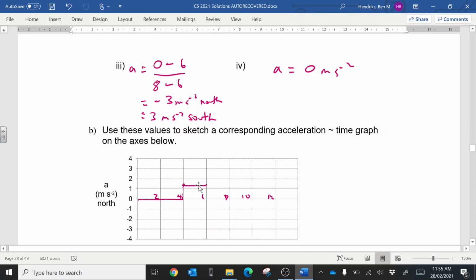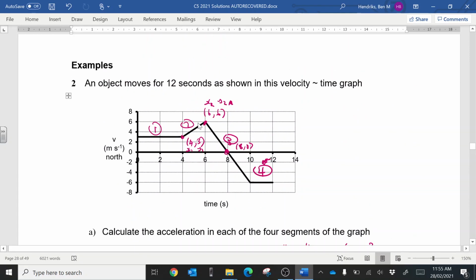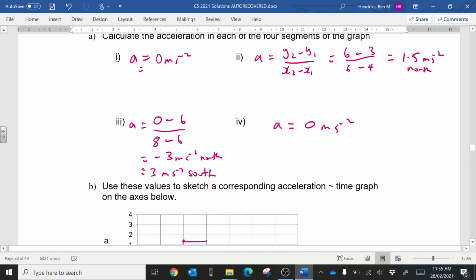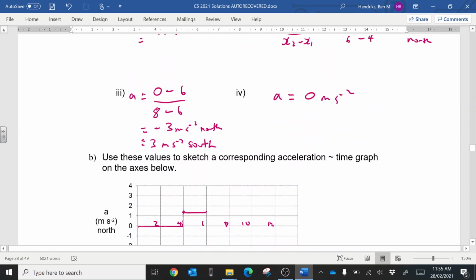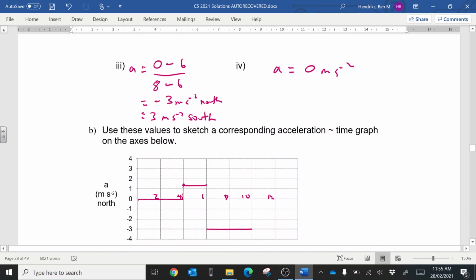Quite a big drop. Oh, wait a minute, that goes a bit further than that, doesn't it? It actually goes from 6, we just calculated it from 6 to 8. It actually goes from 6 to 10. Okay. So from 6 to 10, it's -3. There we go, -3. And then for the last 2 seconds, it's 0. Back up to 0 again.